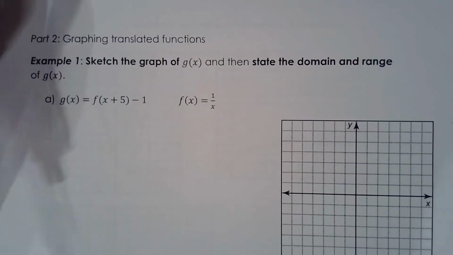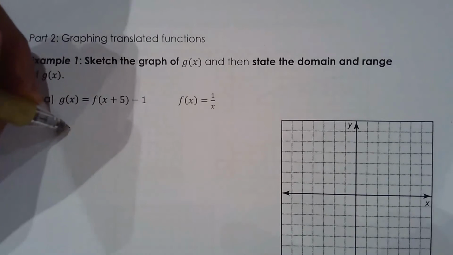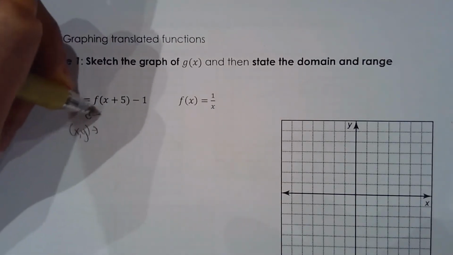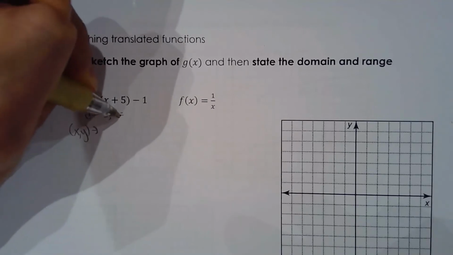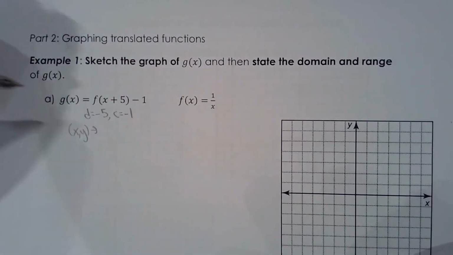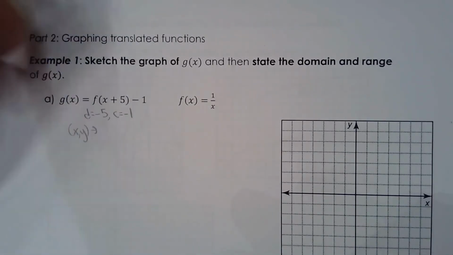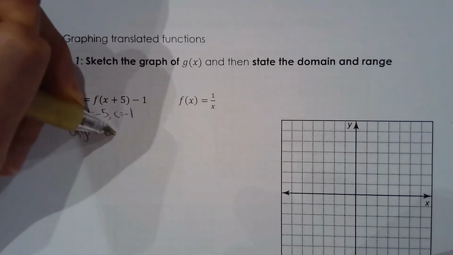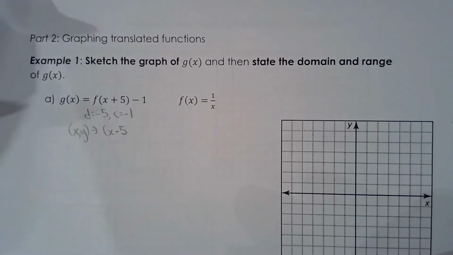All right, okay, so d here is -5, c here is -1. So that means I'm shifting 5 units to the left, 1 unit down. So I'm going to take my original points and take the x coordinates and subtract 5, and take the y coordinates and subtract 1.